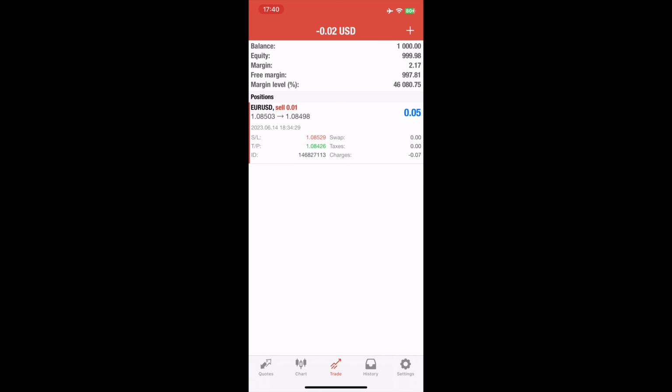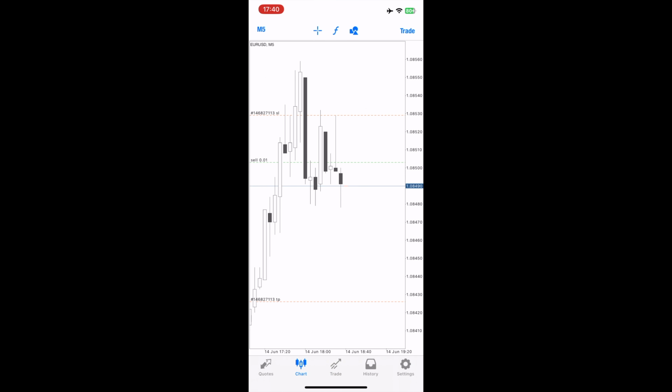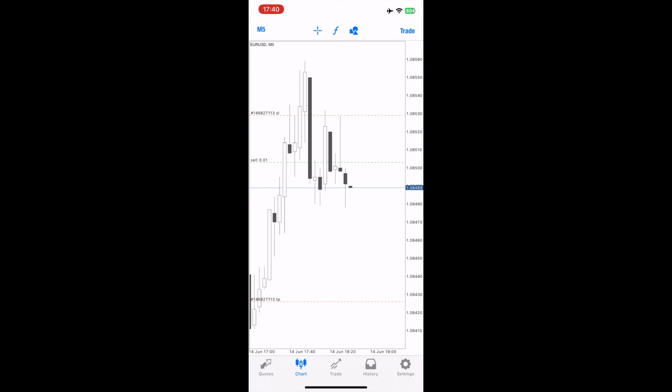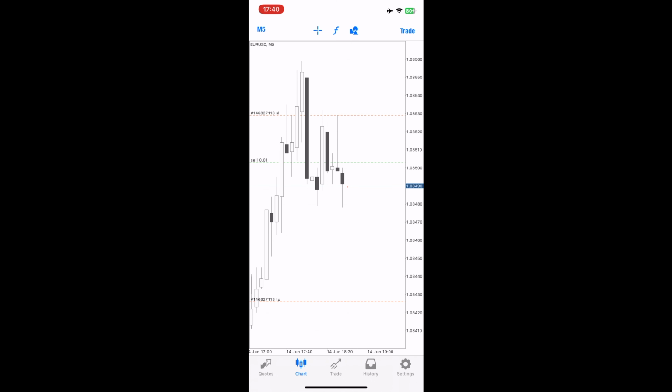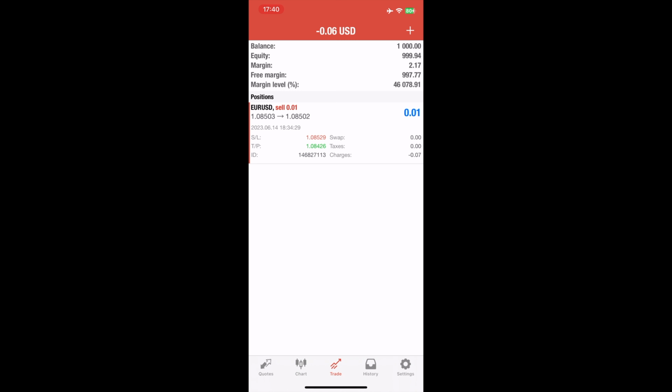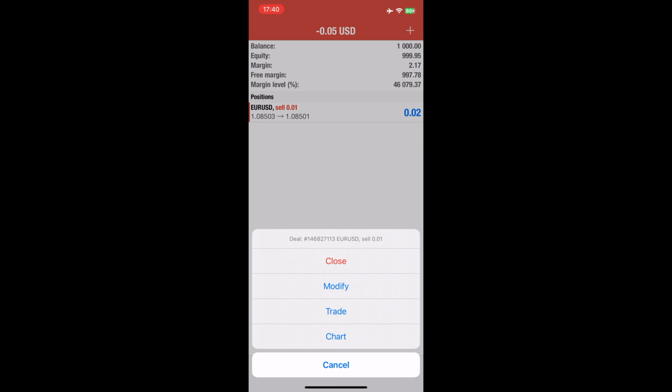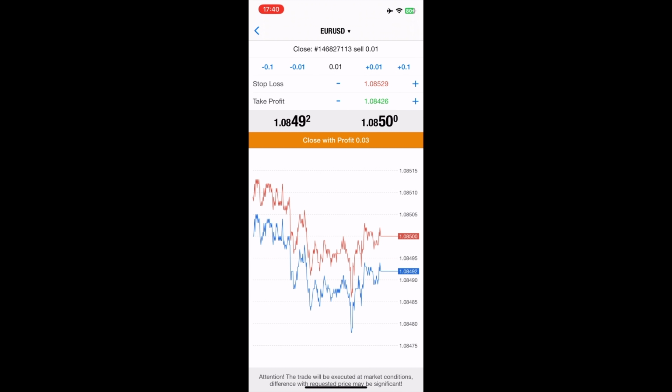What would happen to my equity? My equity is going to increase. Okay, definitely. So now if I want to close this trade, I can just decide to swipe to the left, or I can just long press it and click on close. When I click on close, it's going to bring me here and it's going to say close with profit of 0.03 cents.